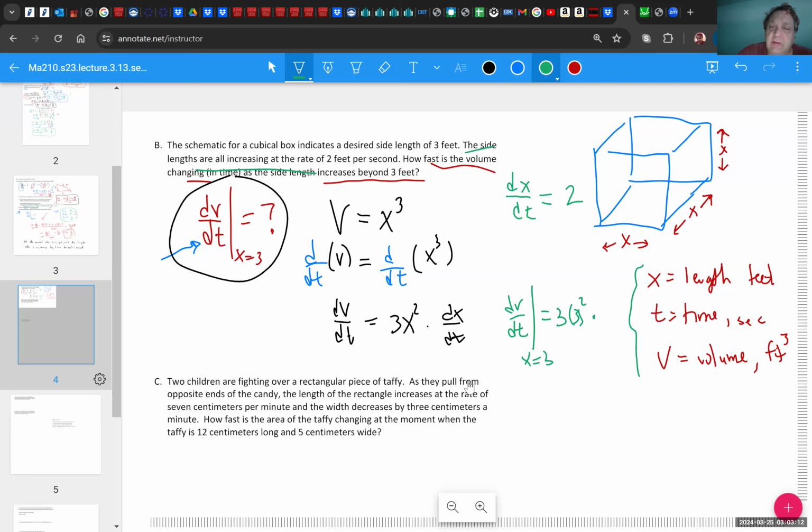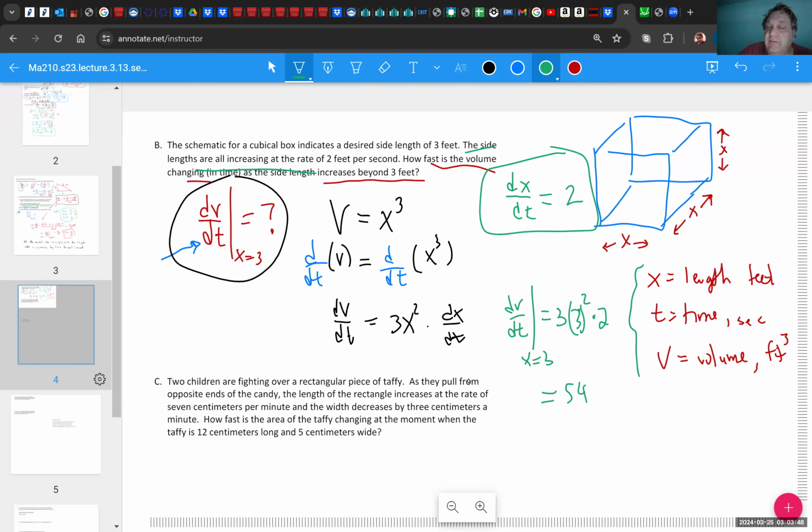What do I put in for dx/dt, or do I just leave that? Well, it depends if they give you information about what dx/dt is. Do they tell us what dx/dt is in this problem? Well, if you remember the information we wrote down, we wrote down that dx/dt was 2. So writing down the information, once again, being organized is really going to help you solve these problems. So dV/dt at that moment when x equals 3 is equal to 3 times 3 squared times 2. That's 27 times 2, which is 54.